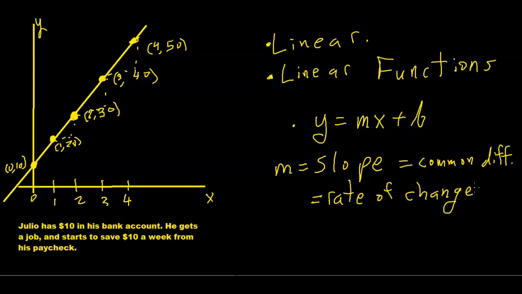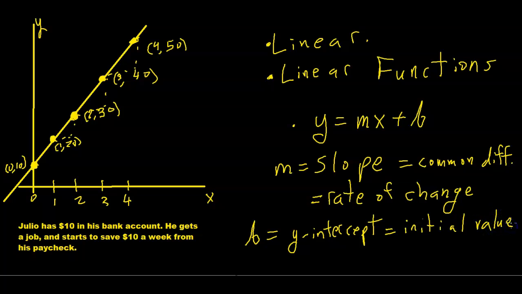And do we remember what b means? Let's try to remember what b means. B means, I hope we remember, is the y-intercept, right? B was the y-intercept. Well, what's the y-intercept? The y-intercept is the spot at which the line crosses the y-axis, right? We could also consider that the initial value, because that's the point where x equals 0.